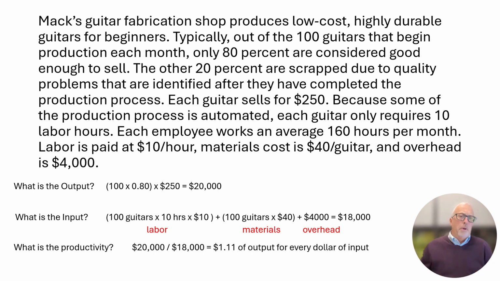Again, maybe we want to change the process. Maybe we want to improve our quality so we don't have to throw away 20%. That'll increase the top number, what we call the numerator in the equation. Maybe we want to train people better. That might reduce the hours from 10 hours to 9 hours. Then we would calculate productivity all over again and see if we actually get more dollars of output for every dollar of input. So if we ran it again and the answer came out to be $2, whatever we did worked. Give it a try.